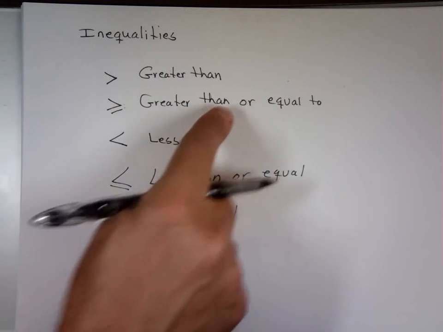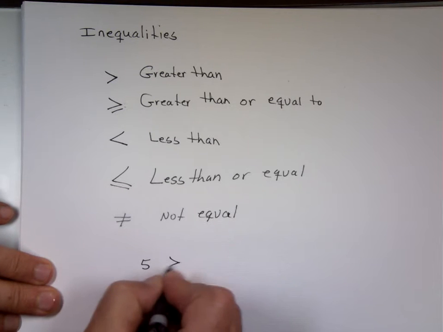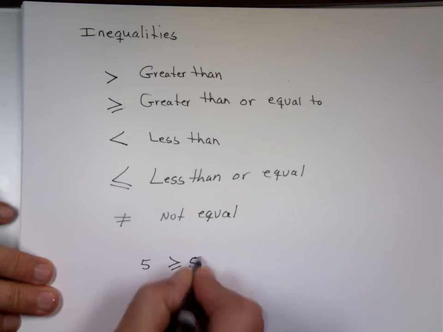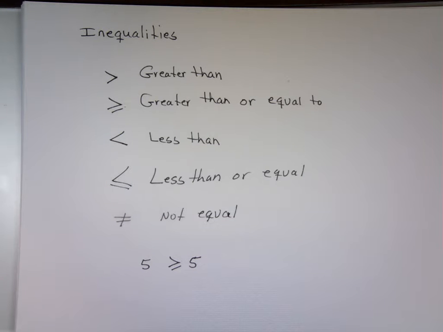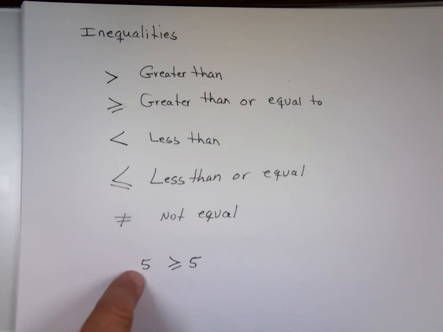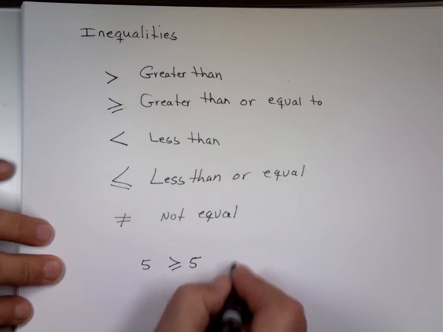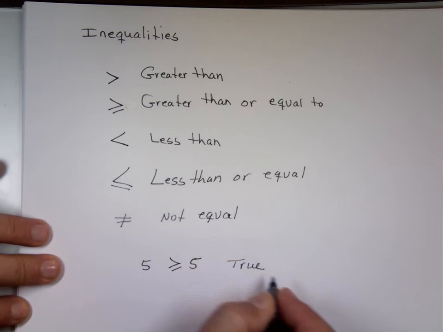So when I wrote this one, I said the or is really important, because when you write, is 5 greater than or equal to 5, yes or no? Yes. Remember, you have two conditions, greater than or equal. Is 5 greater than 5? Yes and no. No. But is it equal to 5? Yes. With an or operation, you only have to satisfy one of the conditions. If you satisfy both, that's great. But you only have to satisfy one of the conditions. Since 5 is equal to 5, that is true.